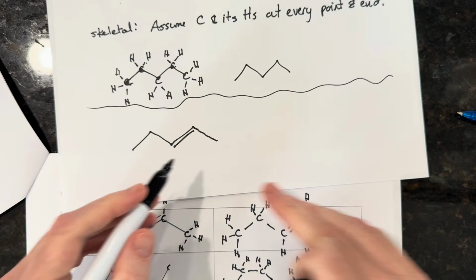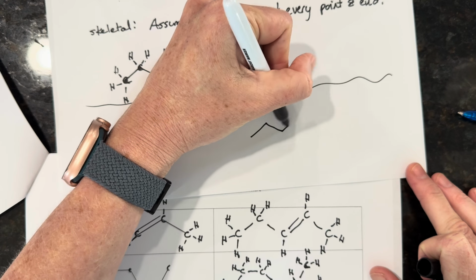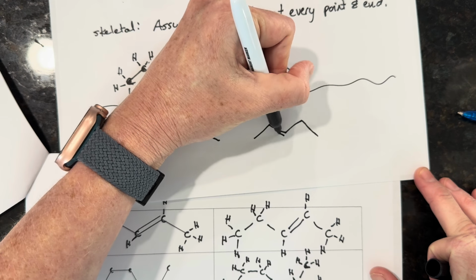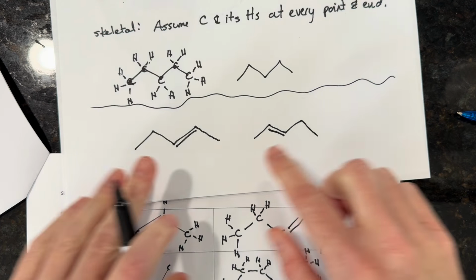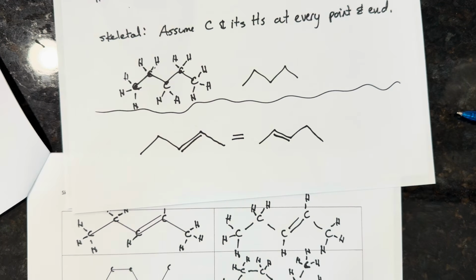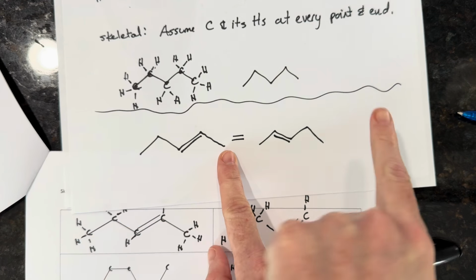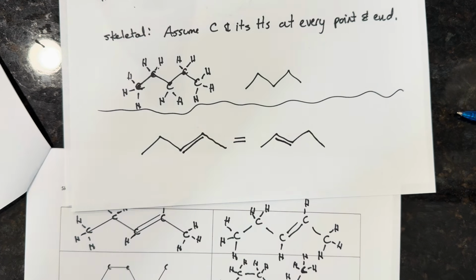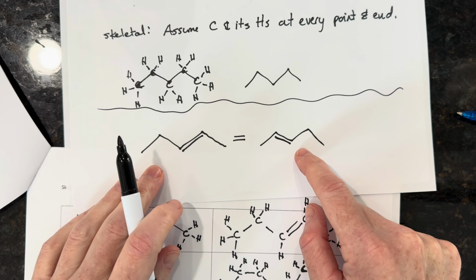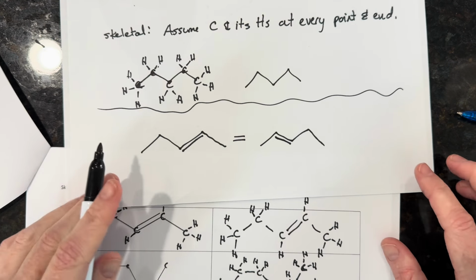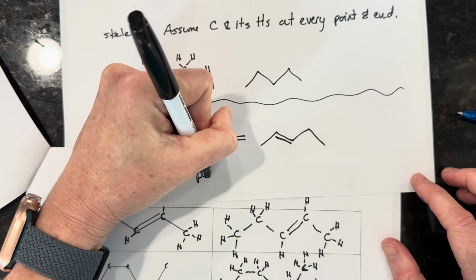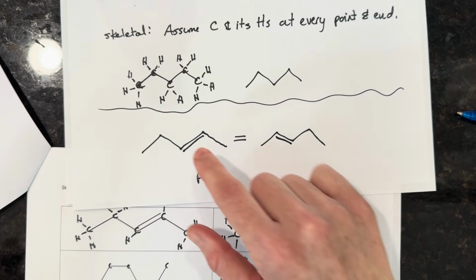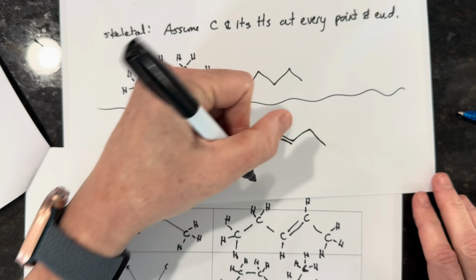So hopefully you agree that this is the same as this, right? It can turn around. So if I asked you to name this, these are equivalent. Exact same thing. Again, you took this thing and you flipped it over and you would get this. If I asked you to name this, you would hopefully agree it's got 1, 2, 3, 4, 5 carbons. So it's a pent of some sort. Then you see it's got a double bond. So it's a pentene of some sort, right?